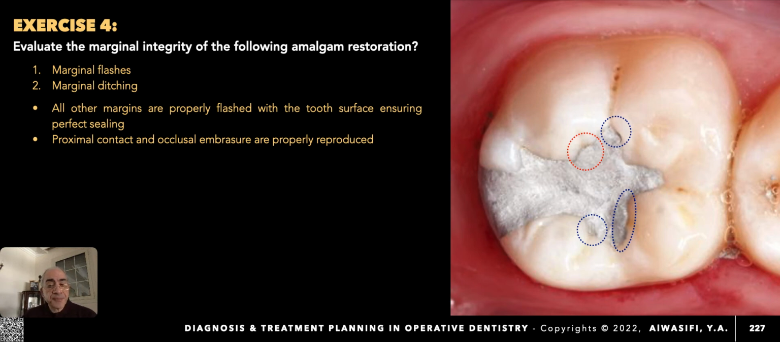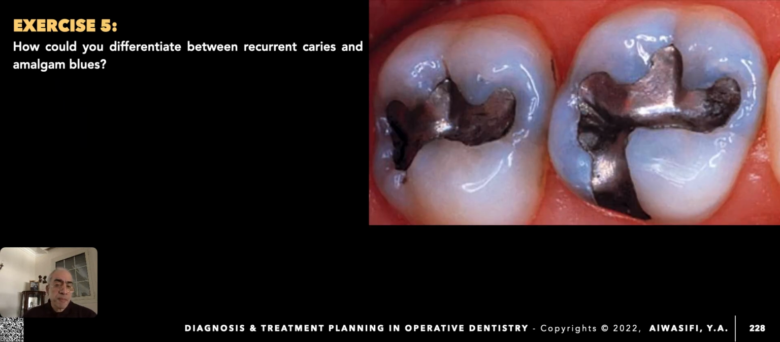Let us examine another tooth showing this discoloration around the margins. Here comes a very critical question. Is this a recurrent caries, or should I consider it as amalgam blues? Number one, you should examine the color. The color of caries tends to be brownish, but for amalgam blues, it is a bluish metallic color. This is number one, and you could inspect it under magnification.